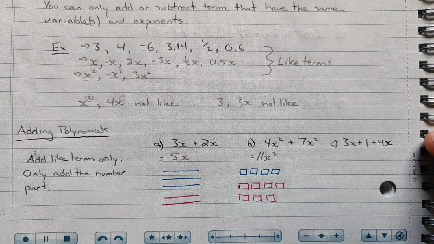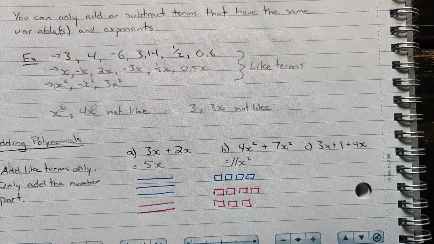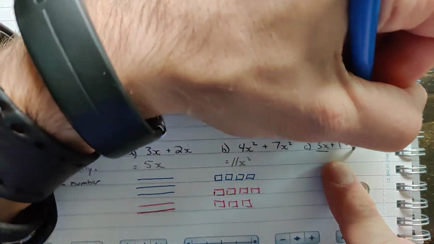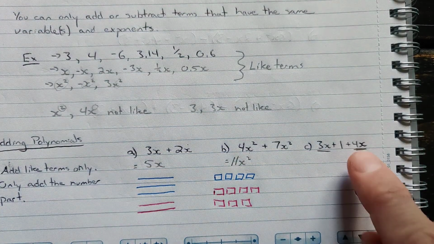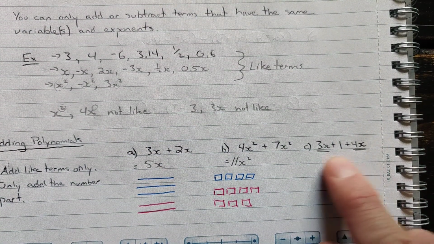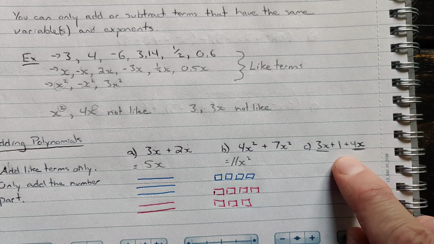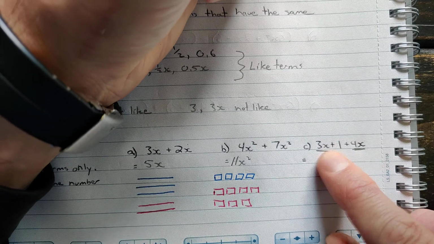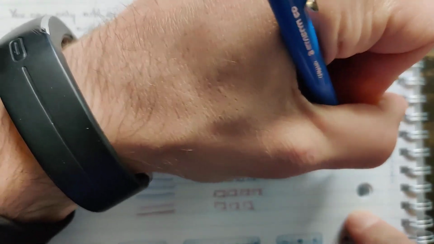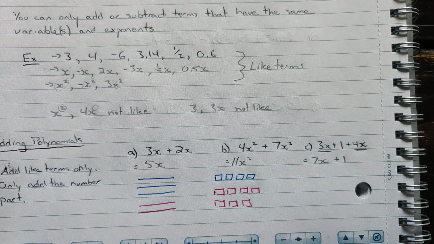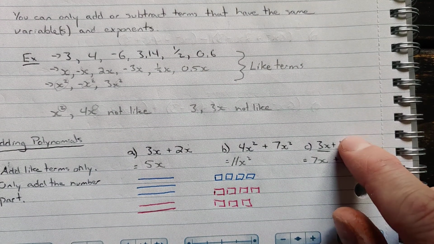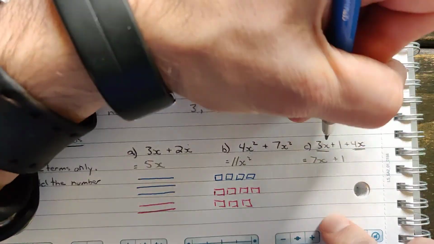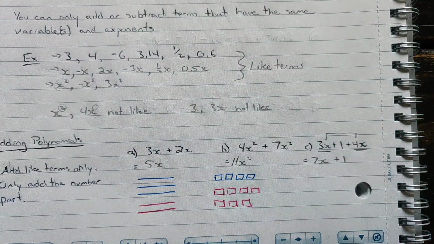Now in the last example, we have 3 terms. And if we look, 3x and 4x are like terms. The 1 is not. So we can add 3x and 4x, but we can't add the 1. So here's how that goes. 3x and 4x we can add. 3 plus 4 is 7x plus 1. And that's it. 7x plus 1. We just leave the 1 there by itself. It hasn't changed, but we've combined these two like terms into 7x.